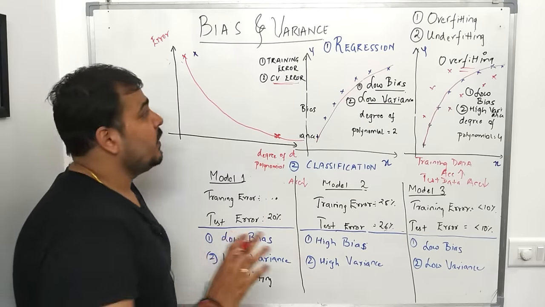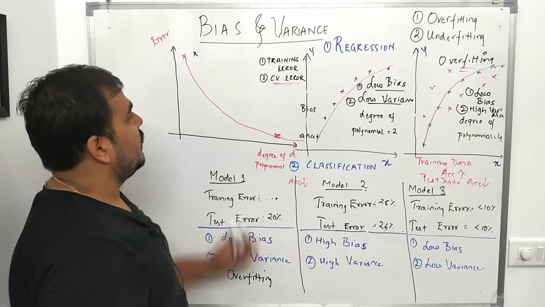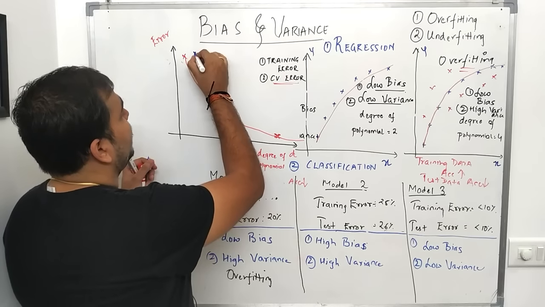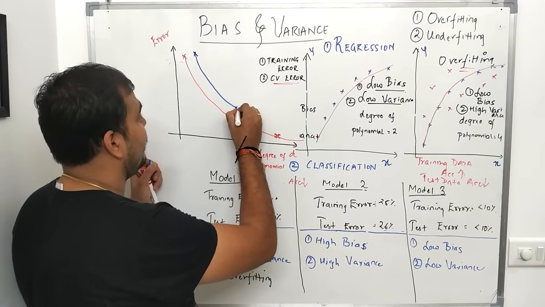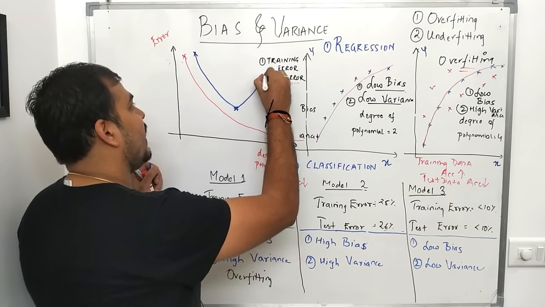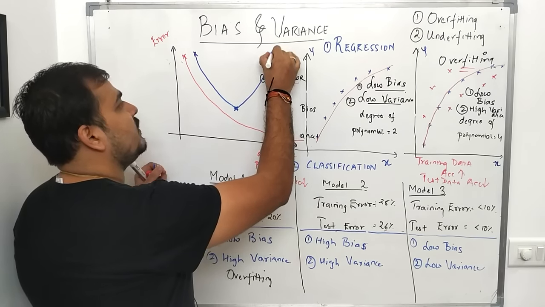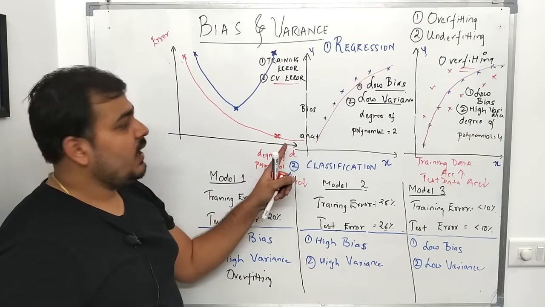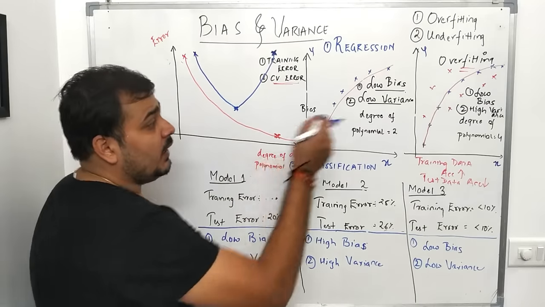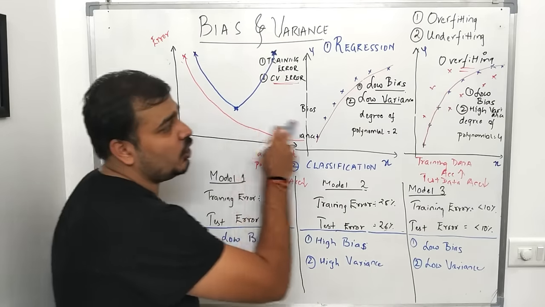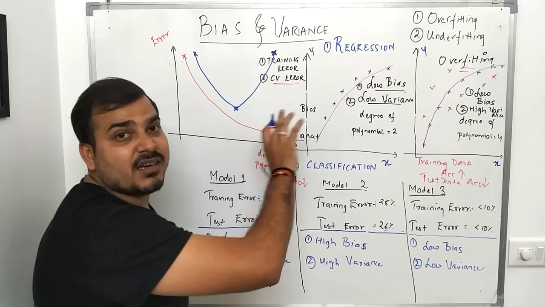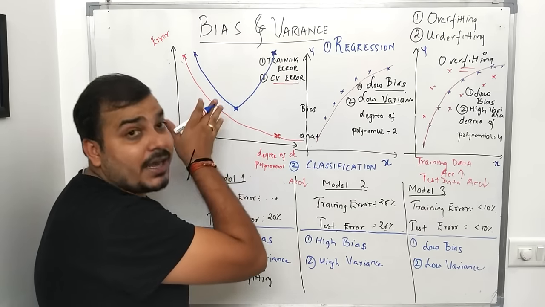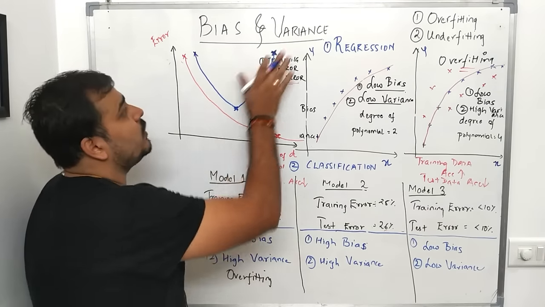Now about this particular point, you will be able to see that this point will also reduce like this at a certain point, and then after that it will again increase. This particular point that I was talking about is nothing but high variance for the same degree, because till a certain point your cross validation error will be reducing, but after a certain point, since you are overfitting the problem statement, the error rate will actually be increasing.